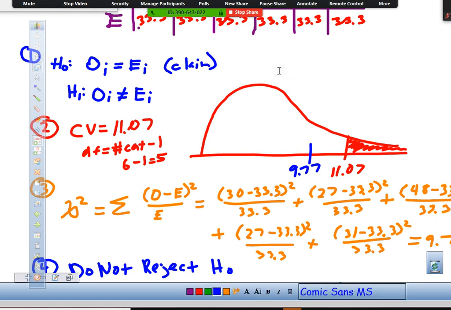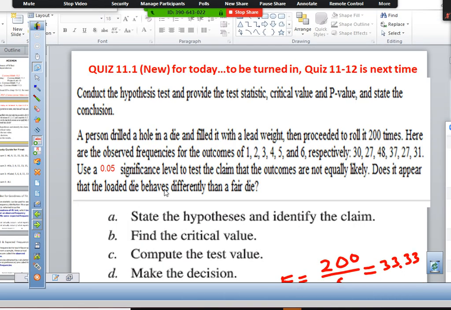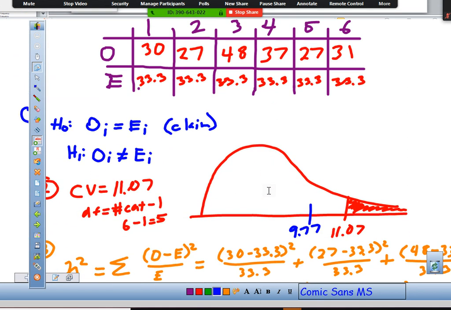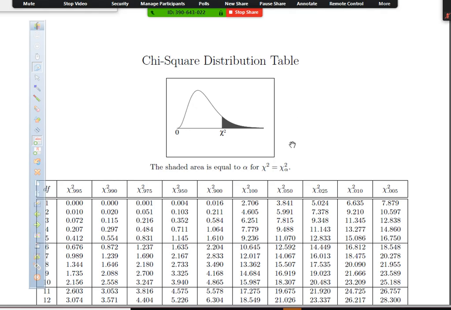All right, so my critical value. My degrees of freedom is the number of categories minus 1. I have 6 categories, so it's going to be 5. I'm going to pull up my handy dandy table. And alpha is 0.05, degrees of freedom 5. So here's alpha 0.05, degrees of freedom 5, is this one right here, so 11.07. That's it right there.